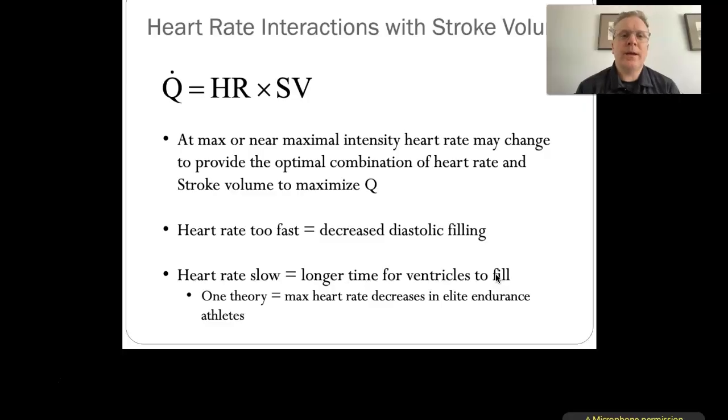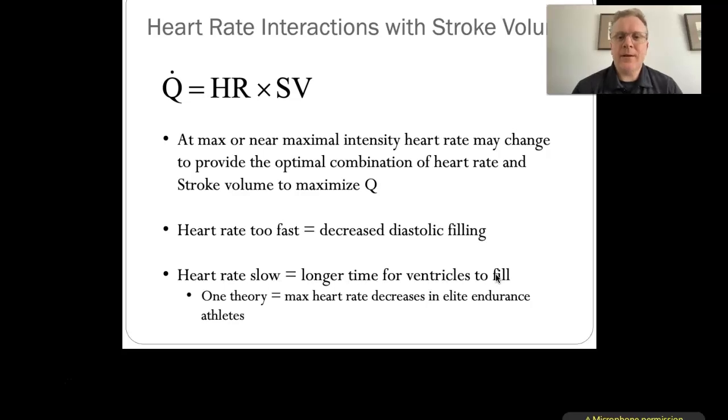When we're talking about the heart rate interaction with stroke volume, the biggest thing when looking at cardiac output, which we haven't talked about yet but will get to in a sec, is that cardiac output is dictated by heart rate and stroke volume. Early on in this semester we talked about cardiovascular drift. If we see a drop in stroke volume, we'd see an increase in heart rate, and that's what we talked about in regards to cardiovascular drift. That's the overall interaction of stroke volume and heart rate.